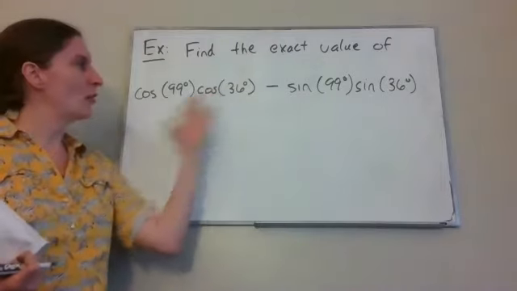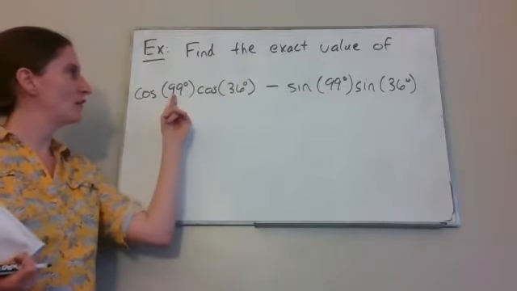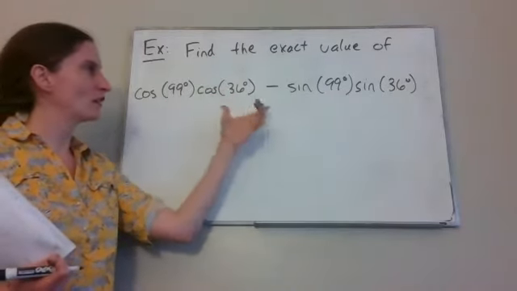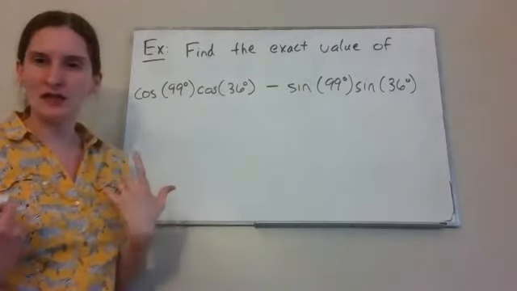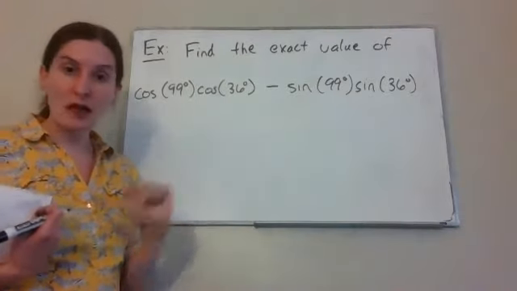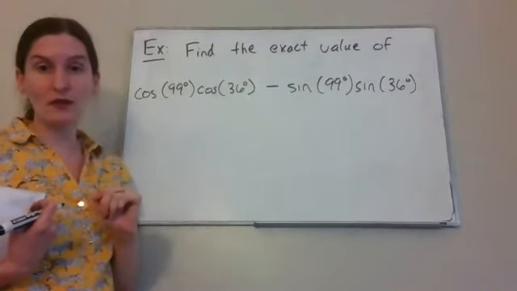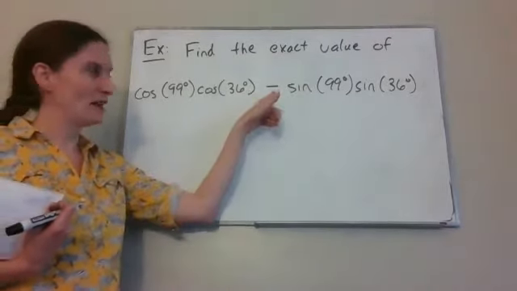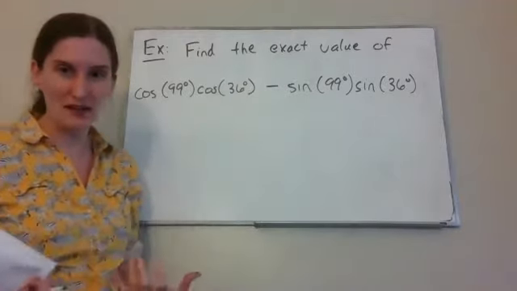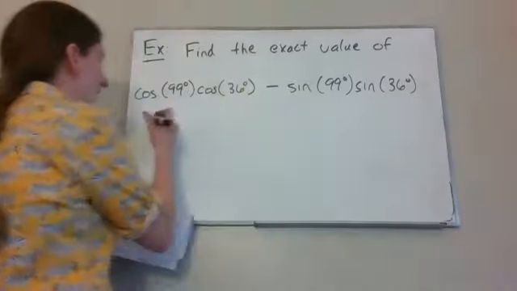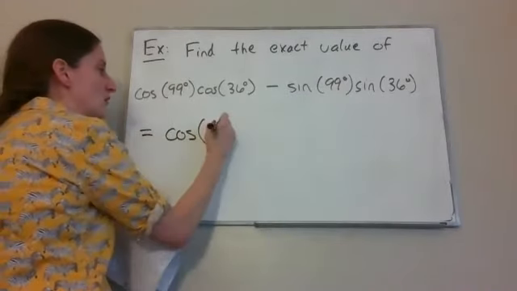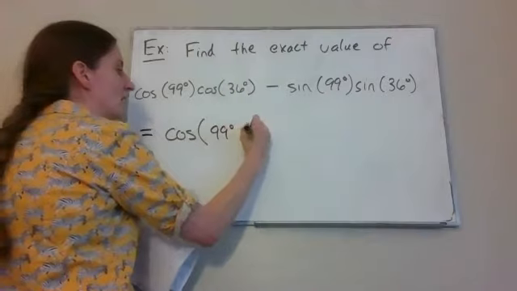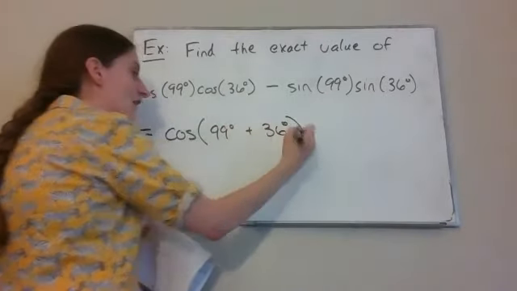If you take a look at what we have here, I have two angles, 99 degrees and 36 degrees, and I have it written like the right-hand side of one of our sum and difference formulas. This comes from the cosine sum and difference formula, and since I have a minus in the middle, it would be a plus inside of the cosine. So using that formula backwards, I know this should be equal to cosine of 99 degrees plus 36 degrees.